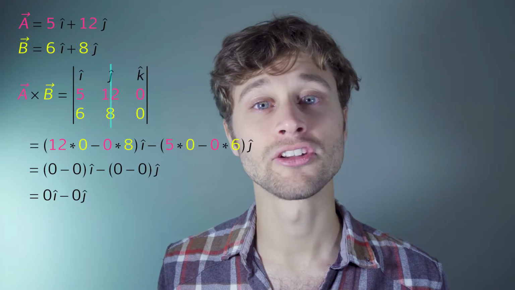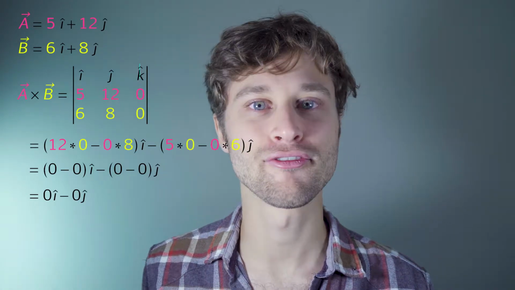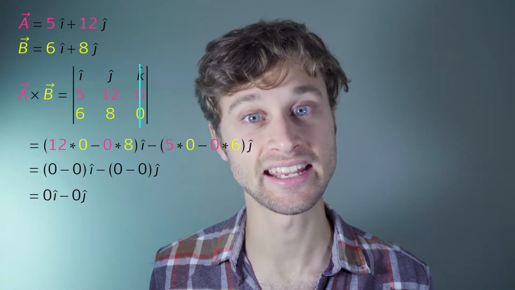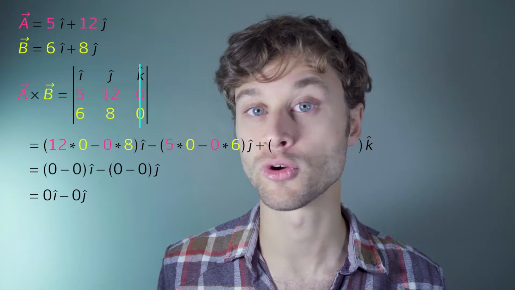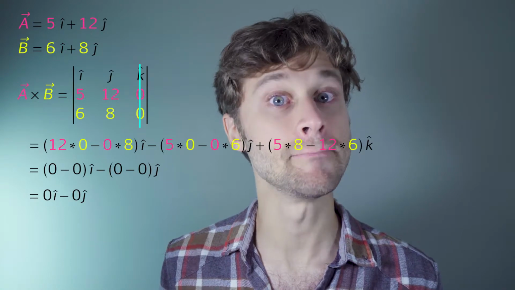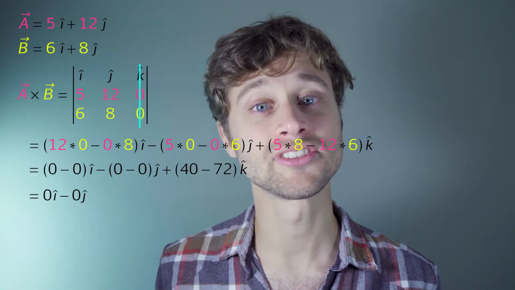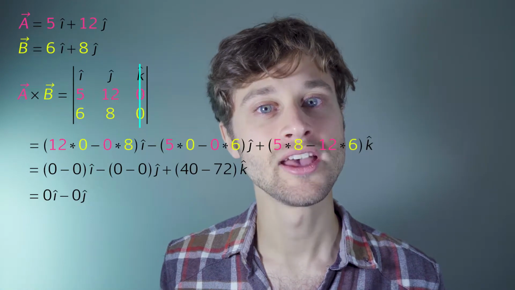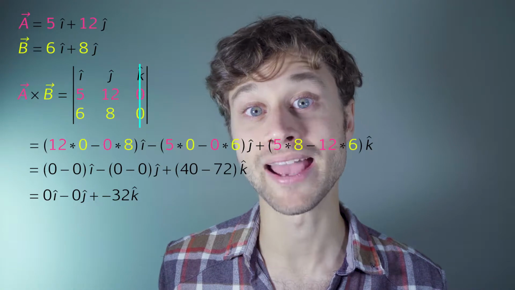And finally, we're going to find the last term in our determinant. First, we're going to cross out our first column, which has k hat in it, and save k hat off to the side. We're then going to take the difference of the cross product of the remaining elements below the first row, which in this case would be 5 times 8 minus 12 times 6. 5 times 8 is 40, 12 times 6 is 72. That difference is just negative 32, and we're going to multiply that number by k hat.